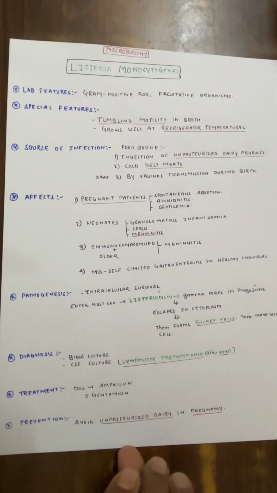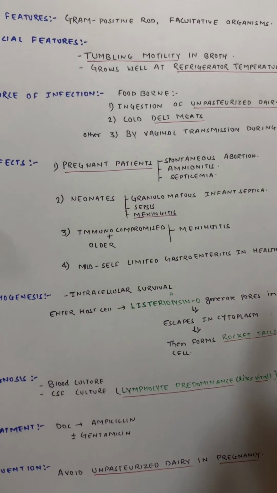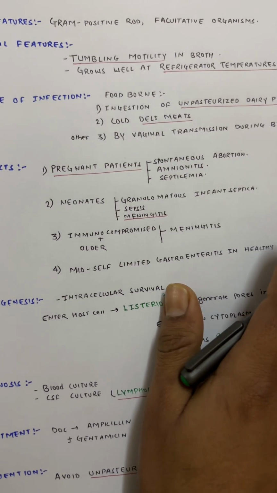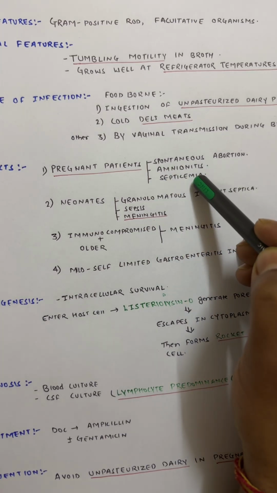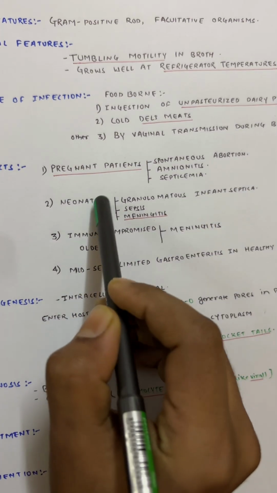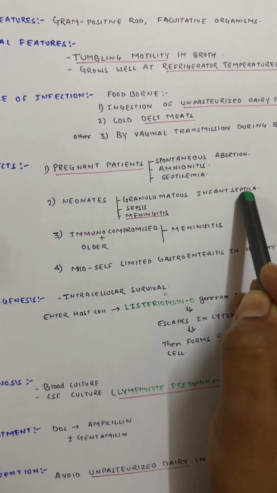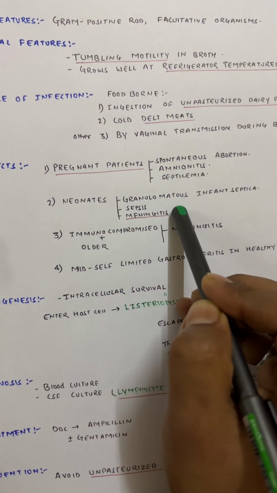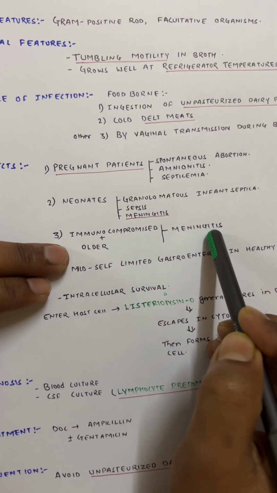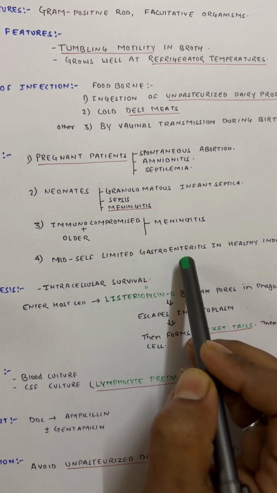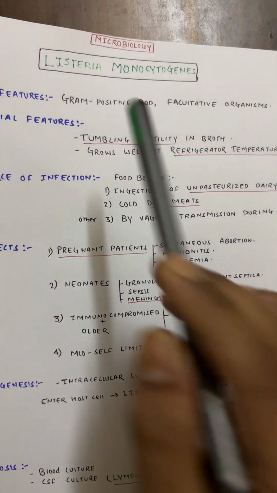Now, let's talk about the effects if anyone gets infected with Listeria monocytogenes, how it affects that person. First, the effects on a pregnant patient: it can cause spontaneous abortion, amnionitis, and septicemia. Now talking about neonates, the newborn baby: it can cause granulomatosis infantiseptica, then sepsis in neonates, and it also causes meningitis in the brain. Coming to immunocompromised or older people, it can cause meningitis. And it can be mild or self-limited, causing gastroenteritis in healthy individuals. So these are the effects of Listeria monocytogenes on different patients.